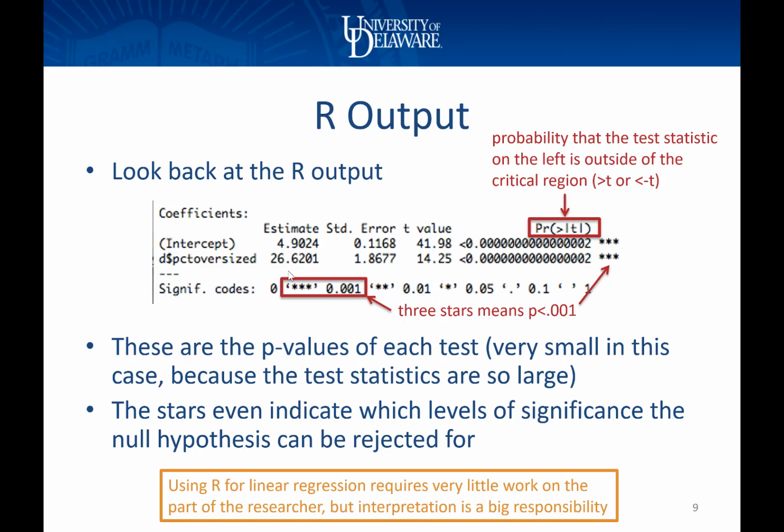Using R for linear regression requires very, very little work on the part of the researcher. It's the interpretation that's a big responsibility. R is calculating the line of best fit. It's even doing the significance tests for us. Our responsibility is more in the interpretation, and that's really the hard part.